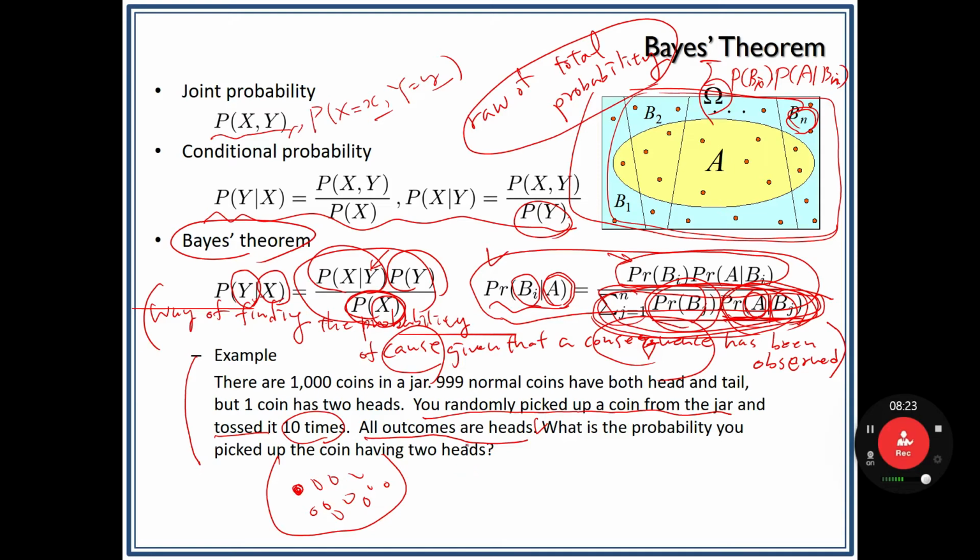So here in this example, the consequence is 10 times of heads. Okay, that has already happened. Then what is the cause? Is that because I picked up a normal coin, or is that because I picked up an abnormal coin having two heads? So to solve this problem, we have to define three events.